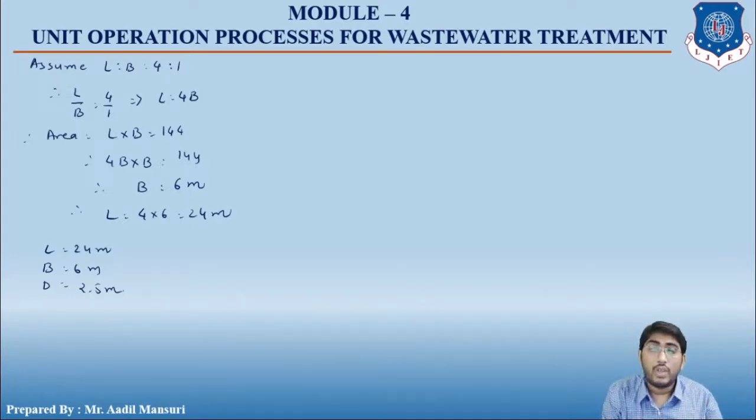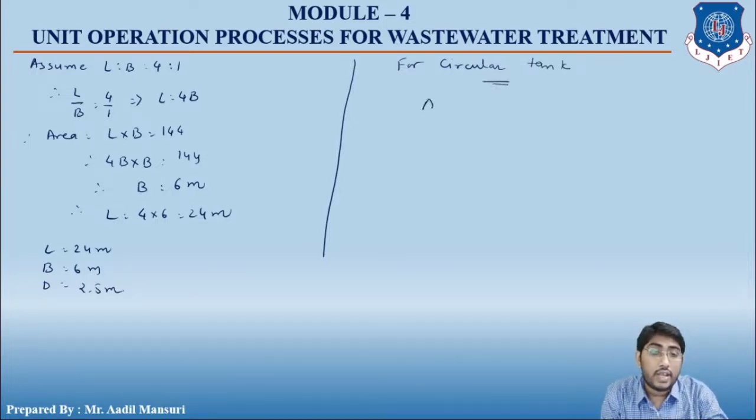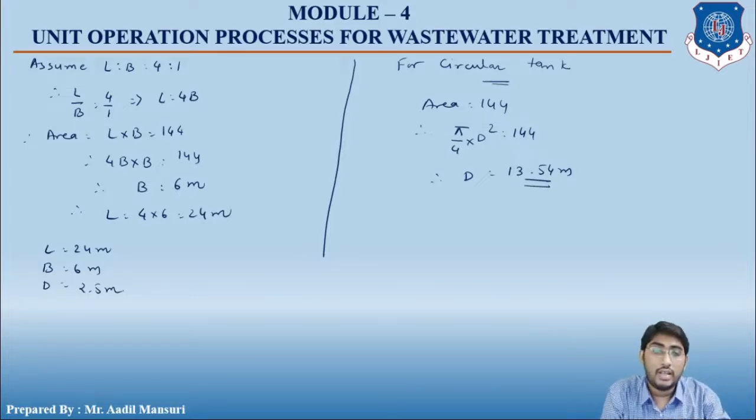Clear? Now suppose you were given that design a circular tank, right? So I'll just write over here, for circular tank we need diameter, right? So area we already know, that is 144, right? So therefore pi by 4 d square equals 144, therefore d will be equal to 13.54 meter. Clear? Right? And we need to provide depth accordingly from the design criteria.